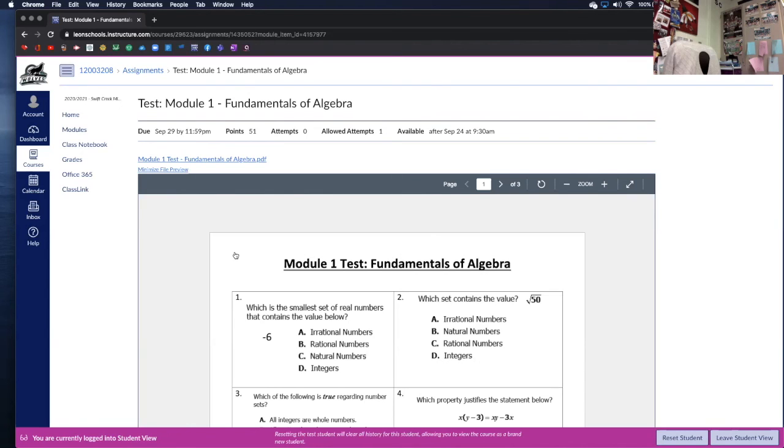Sammy, are you good? Yeah. Okay, I just want to make sure. Yes, it's going to be the same test. You're correcting it. You're not retaking. I do corrections. Some teachers do retakes.